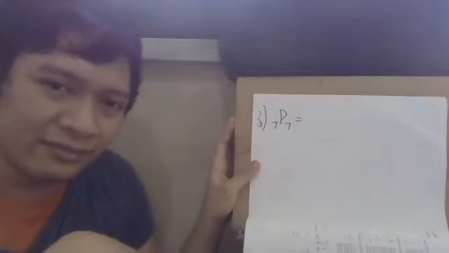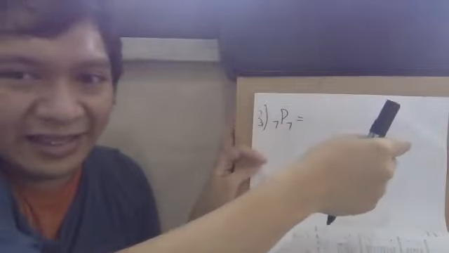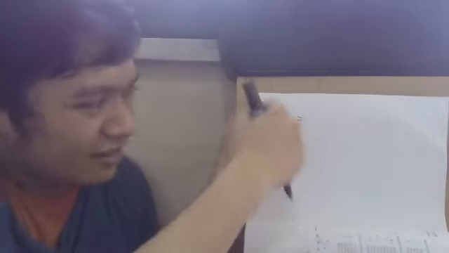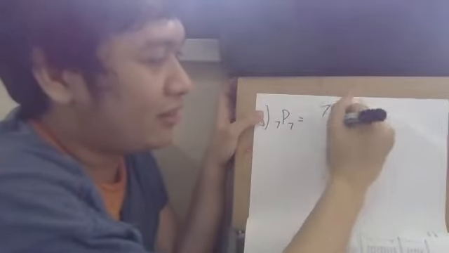How about this? 7P7. 7 objects taken 7 at a time. Permutations. Ibig sabihin, lahat ng 7 objects kinuha mo. Does the formula still apply? Pwede pa rin.